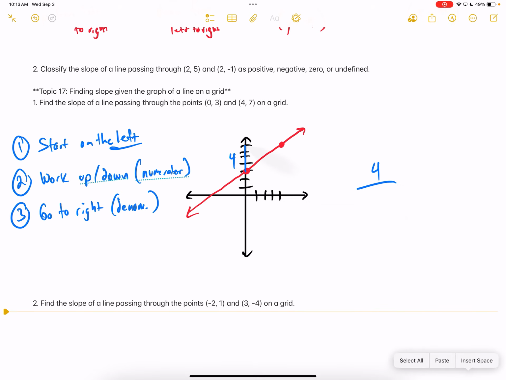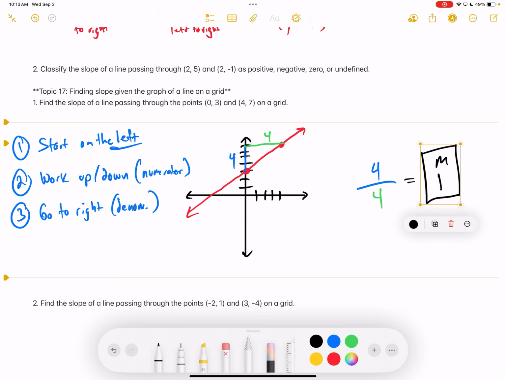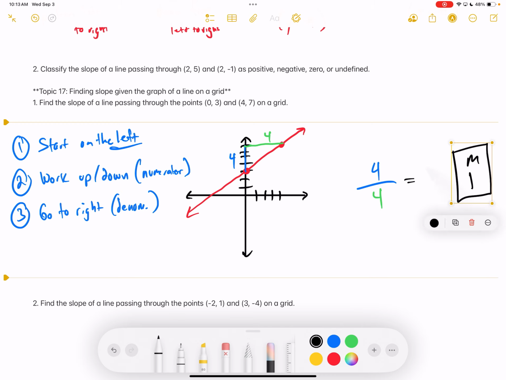And then to go to it, I go to the right 1, 2, 3, 4. To the right, I went 4. Okay, so I went up 4, to the right 4. So now you can reduce it down, and you would say your slope is 4 divided by 4. My slope is 1. Just to reduce that down one more step, because we have not done this yet, this would be like 1 over 1, right?